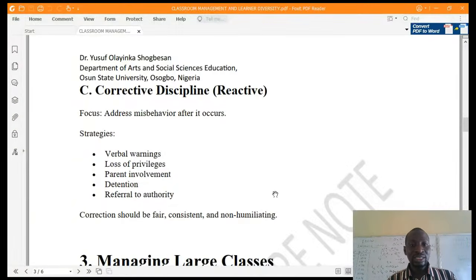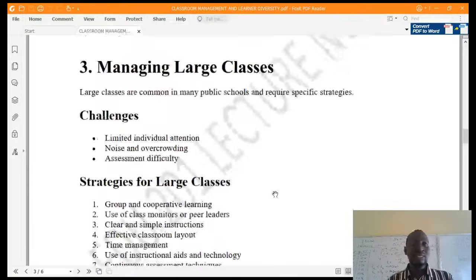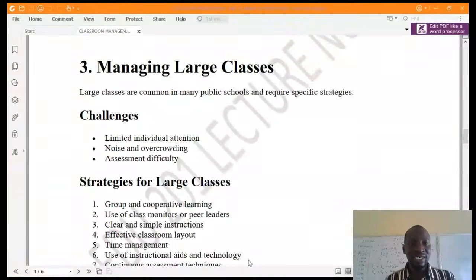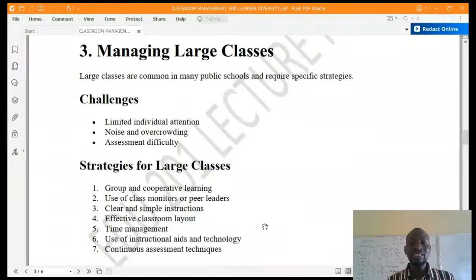Now, one thing I want to let you know is that managing large classes is also very, very challenging. When we talk about large classes, since you have many types of learners in your classroom, you will have limited time to pay attention to everybody individually. There will be noise, there will be overcrowding. In fact, assessing them formatively might be very difficult.